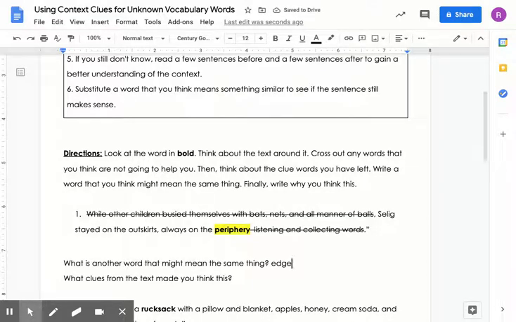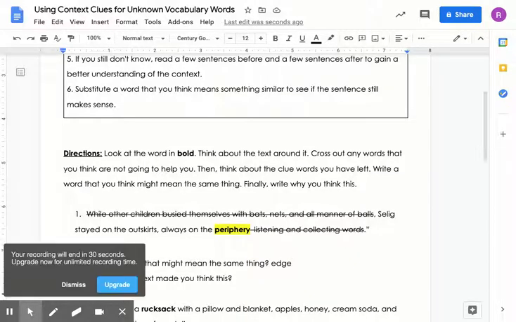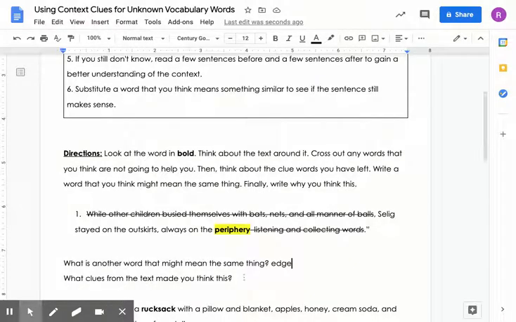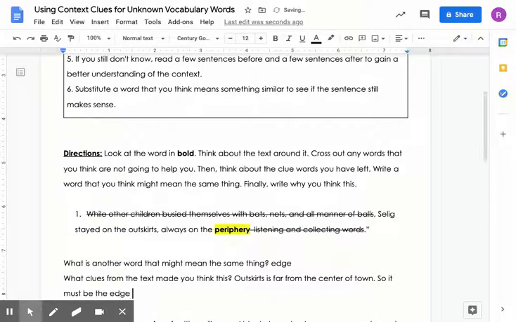So now if I read the sentence again: while other children busied themselves with bats, nets, and all manner of balls, Selig stayed on the outskirts, always on the edge, listening and collecting words. All right, so what made me think this? Outskirts is far from the center of town. So it must be the edge of the playground. And that's how you do it, my friends.